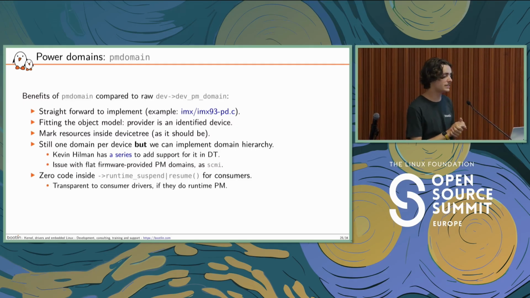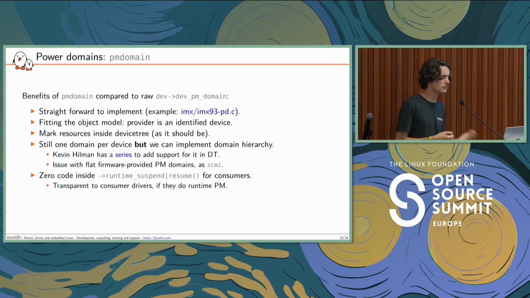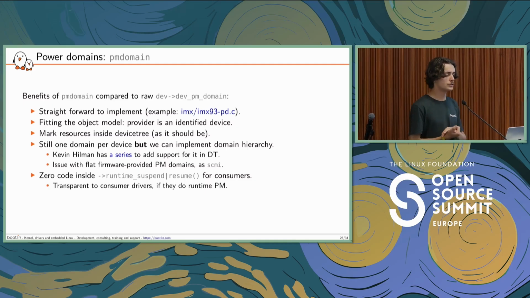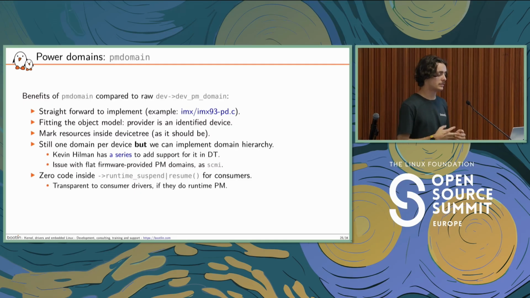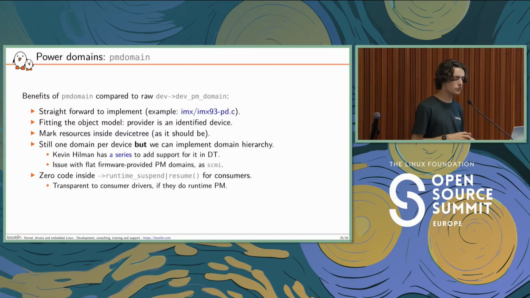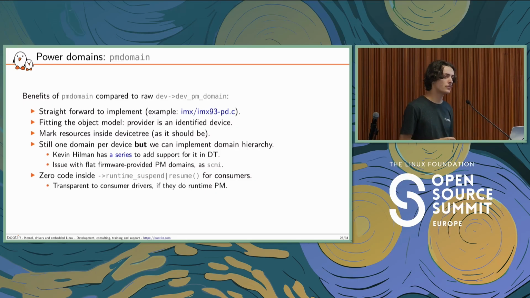So this fits the device model. You have a provider that is one given device, which is great because it means you can go into sysfs, see who's providing what, and get feedback from the PM domain subsystem. That's great. You do it from device tree. You don't have to care from your driver. If the driver supports PM domain, a consumer doesn't know that it supports PM domains. It just does semantic calls to runtime get and runtime put.